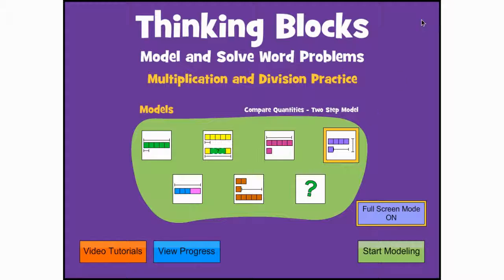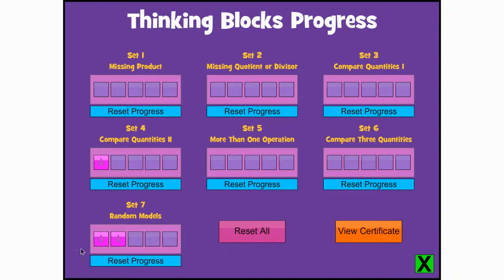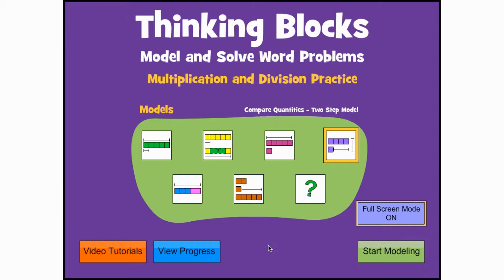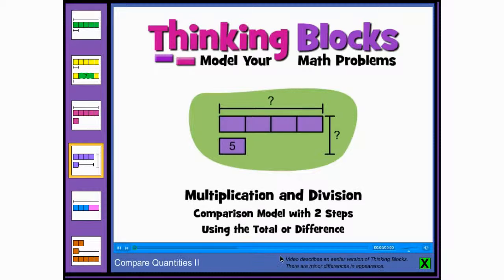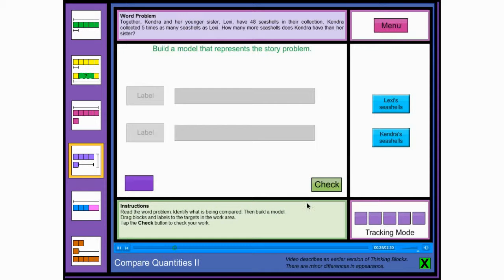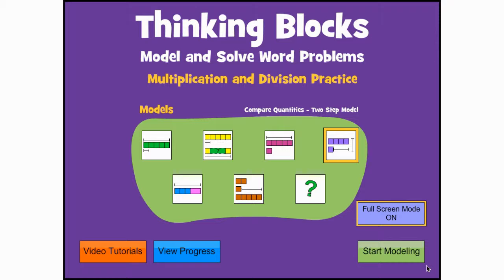If you want to go back and check progress, you can see that now these are my 2 completed activities from before, and now I've completed a compare quantities 2 problem. So I've earned a star in that category as well. The tutorial videos, you choose your model, and then it'll talk you through what that's going to look like. It shows you examples. Labels to the targets in the work area. Tap the check button to check your work. You get the idea on those.